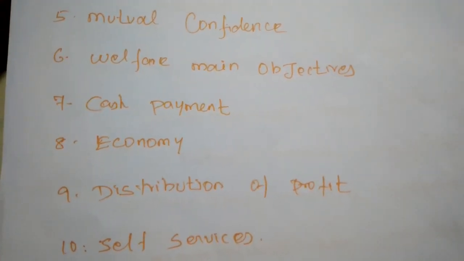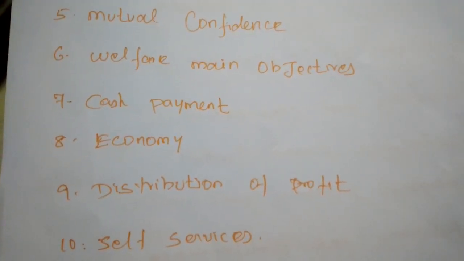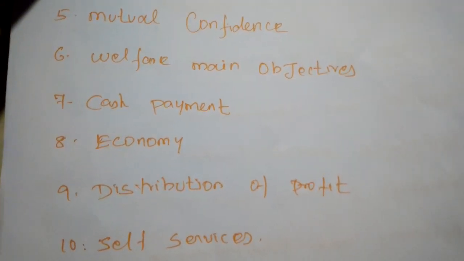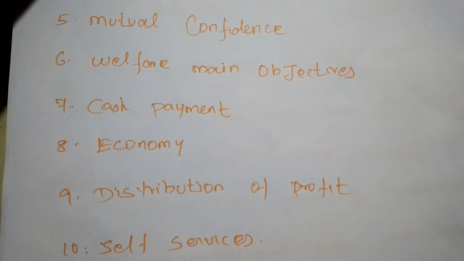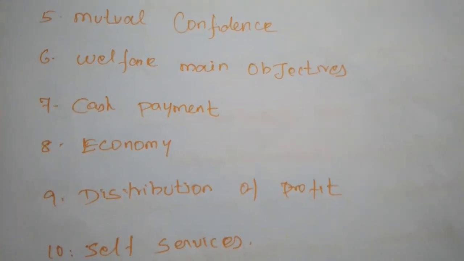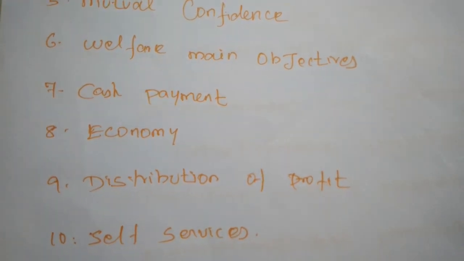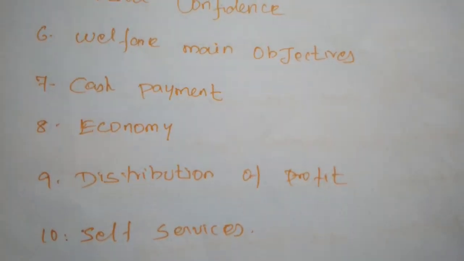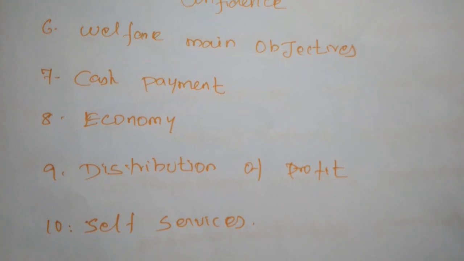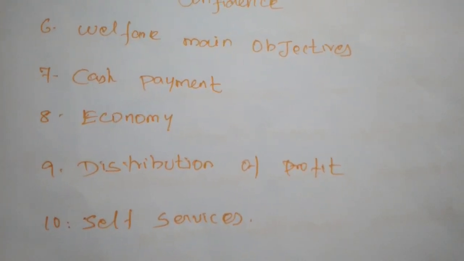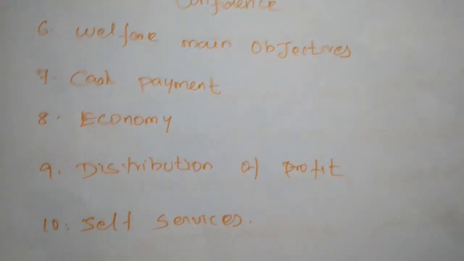Next, economy. The members of the society should act upon the principle of economy. They should not misuse the capital of the society and should always keep in view the best interest of the society. So if they want to use the properties of the cooperative organizations, they have to use them only for the improvement of the societies. They should not use any of the properties for their own purposes.